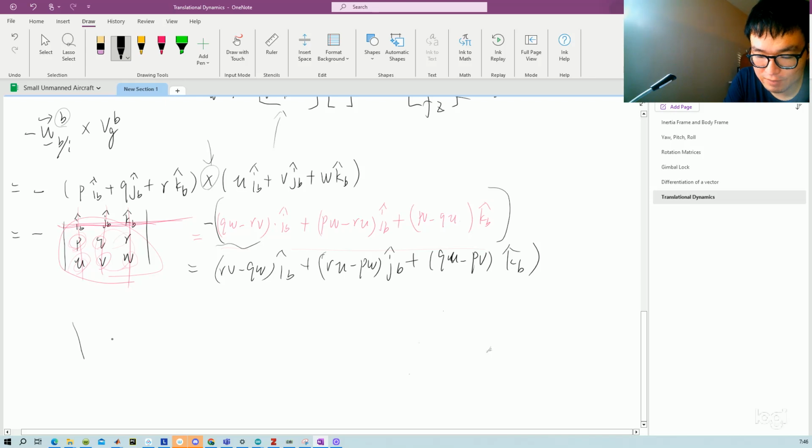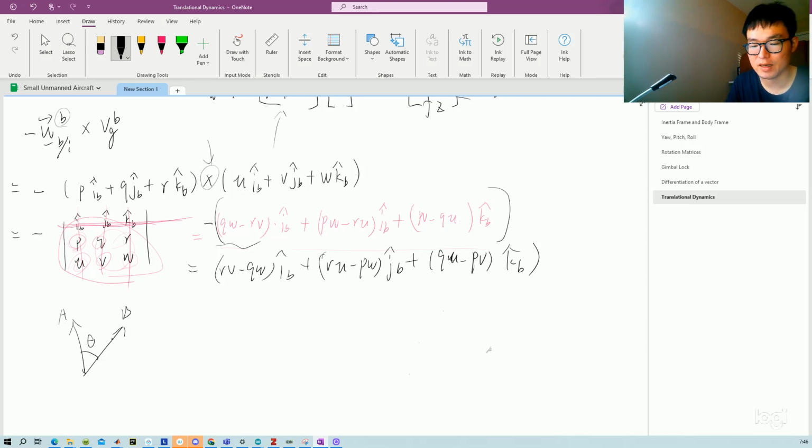So when you have two vectors, vector A cross product vector B, if we define theta as the angle between them, the cross product equals the magnitude of vector A multiplied by the magnitude of vector B multiplied by the sine of theta between them. And the cross product itself also has a direction defined based on something called the right hand rule.